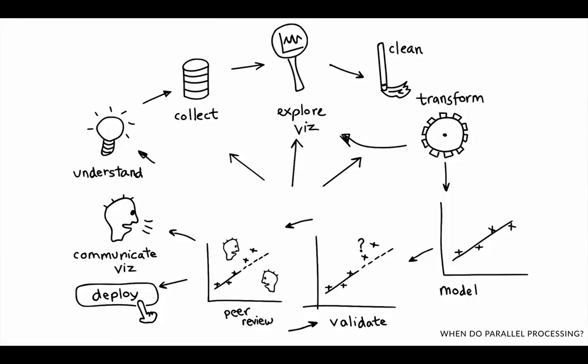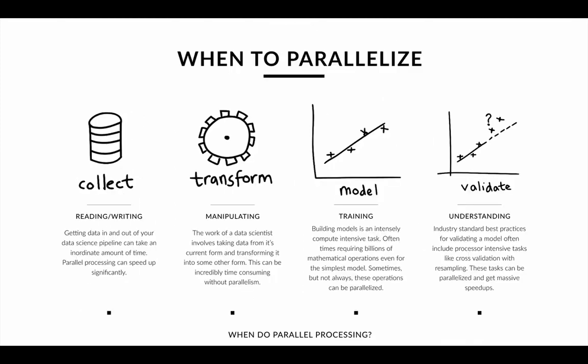The data science process is complex and often involves many stakeholders. Parallel or multi-core processing won't be applicable for all of the stages. Multi-core or parallel processing will help primarily in these 4 stages. Collecting data, or reading and writing, this is getting data in and out of your data science pipeline. It can take an inordinate amount of time, and parallel processing can significantly speed it up.